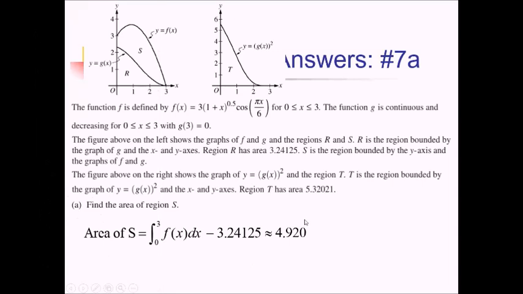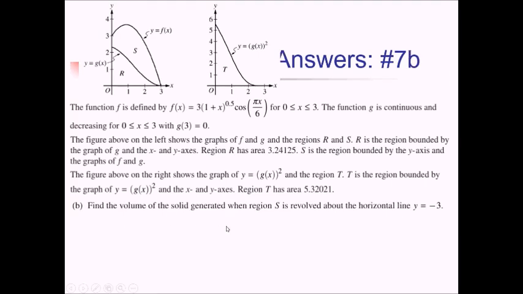Or actually, I should say 3 decimals, but you don't have to write that 0 there. For this part of the problem, they want us to find the volume of the solid generated when S is revolved around the horizontal line y equals -3. So we have a horizontal line somewhere in here below the x-axis. That's not drawn to scale, but it is where it is.